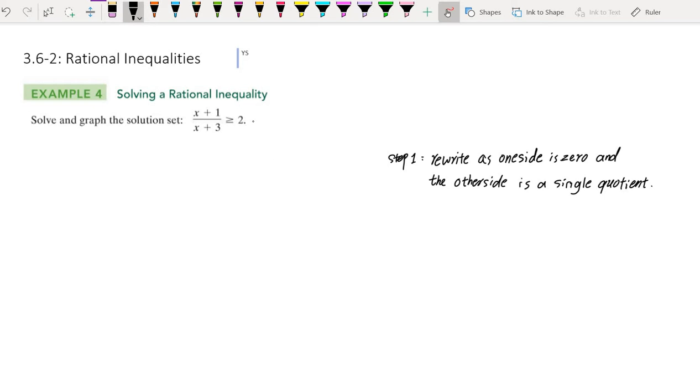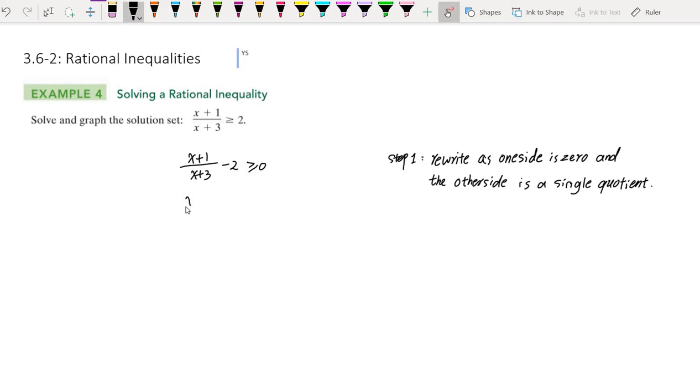So here we have a 2 on the right hand side, so we're going to move this to the other side. That will be (x plus 1) over (x plus 3), then we subtract 2 from both sides, greater than or equal to 0. And then we're going to turn the left side into a single quotient. So we're going to find the least common denominator. In this case, the least common denominator is just going to be x plus 3.